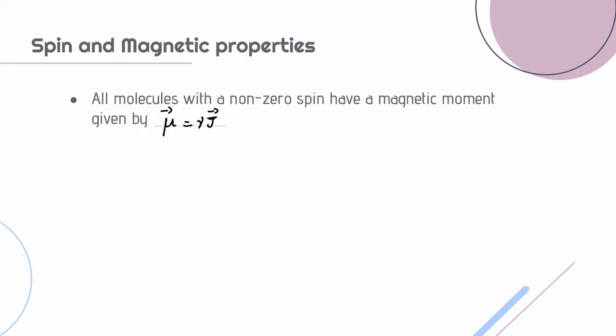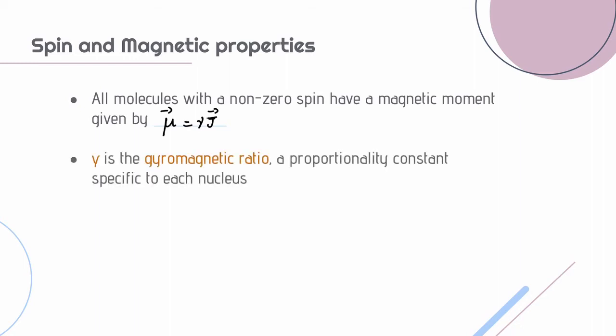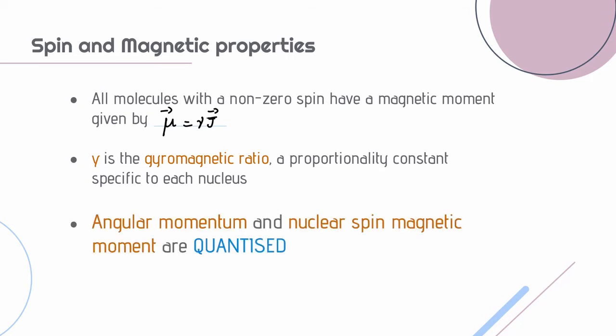All nuclei with a non-zero nuclear spin have a magnetic moment given by mu bar equals gamma times J bar, where gamma is the gyromagnetic ratio, which is constant for a particular nucleus, and J bar is the nuclear spin angular momentum. After all the experiments and calculations, we find that the angular momentum and the nuclear spin magnetic moment are quantized for a nucleus, that is, they have fixed energies.